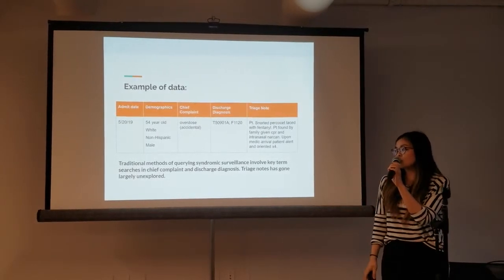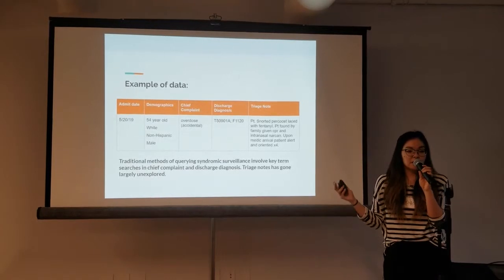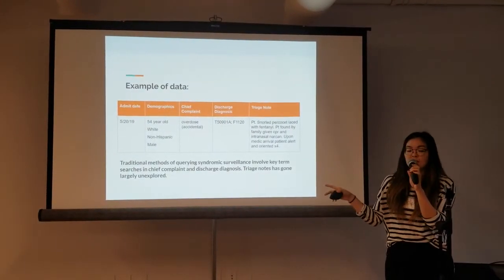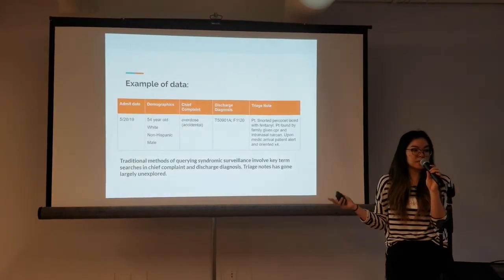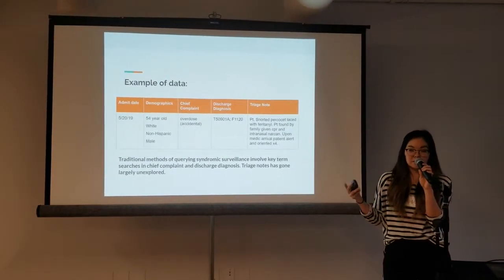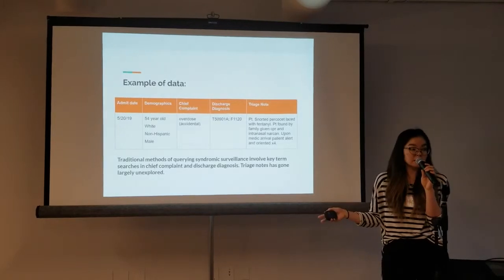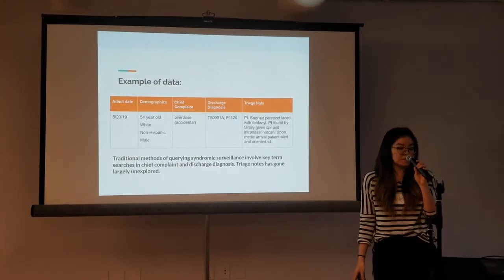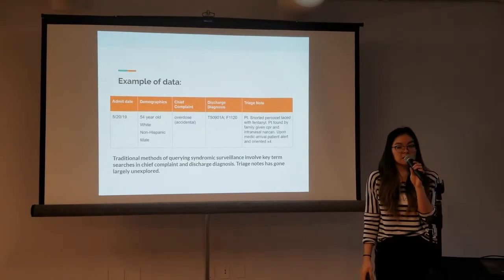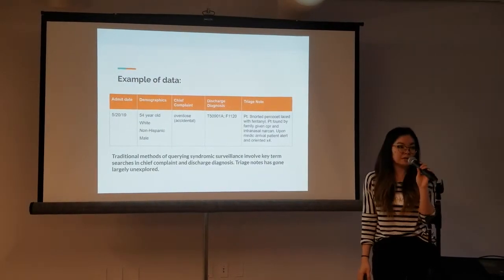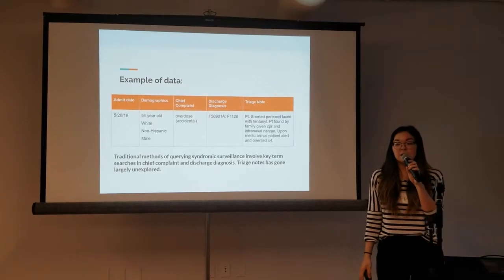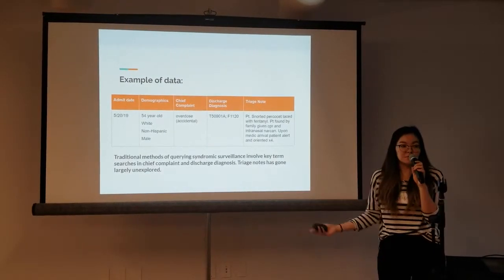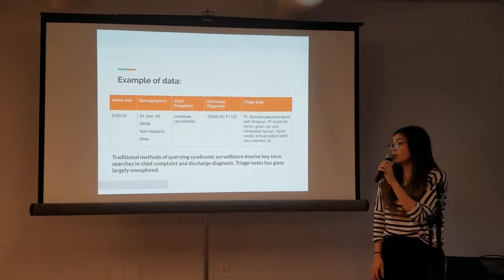So traditional methods of querying syndromic surveillance data usually look for keyword terms in the chief complaint and diagnosis code. So if the word is present, it pulls the visit as a result for the query. If it's not, it doesn't. Triage notes have largely gone unexplored because it's free text, it's messy, it's noisy. People haven't really figured out how to use it, and the motivation for me is I think it's a rich form of data, and it's a shame that it should go unused.